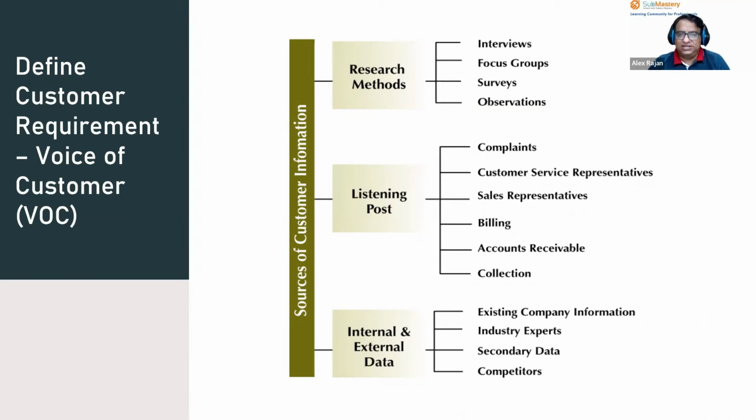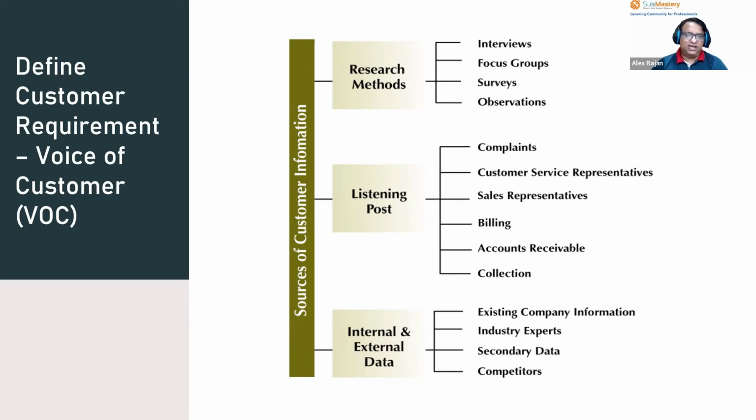External or internal data can be from company information. The existing company information may have certain customer or client requirements. We can get it from industry experts. From an external agency, we can try to get secondary data. We can ask these customers and try to understand what their need is. Or from competitors, we can try to understand what the customer requirement is.